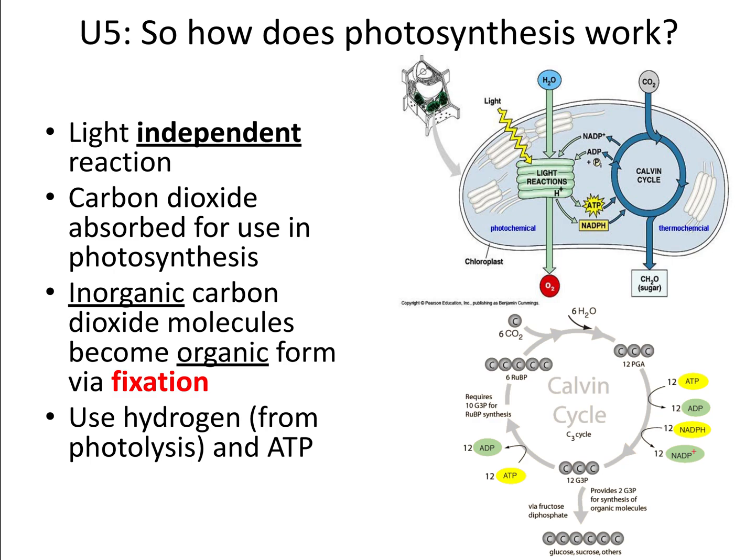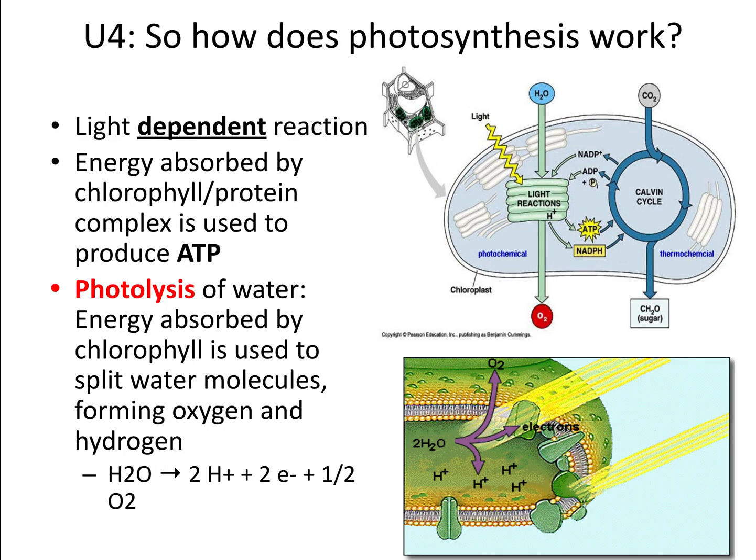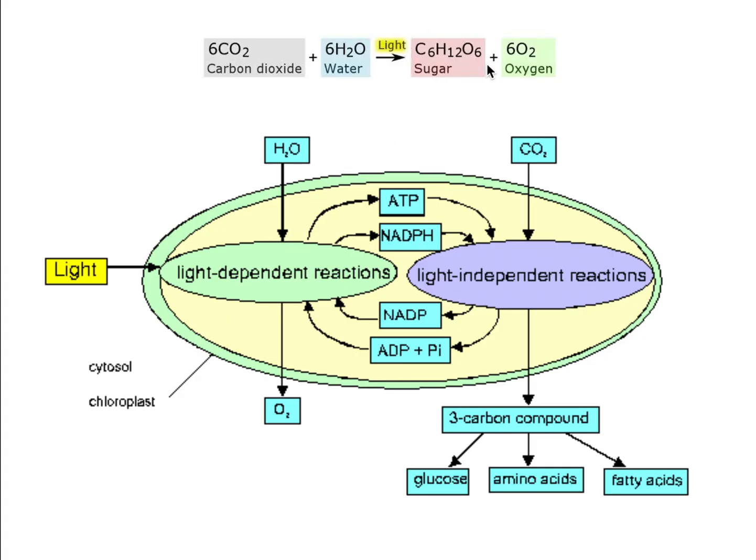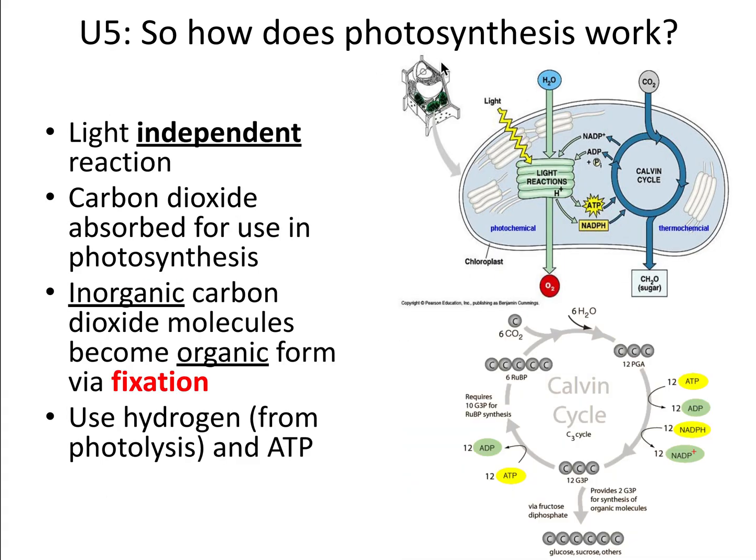Anytime you see "fixed," like in carbon fixation, it means multiple carbons being added together. In this case, it's going to be making sugars, because sugar, if you remember, is C6. There are 6 carbons involved in this sugar. So inorganic carbon dioxide molecules will become organic form via fixation. It's going to make sugar.